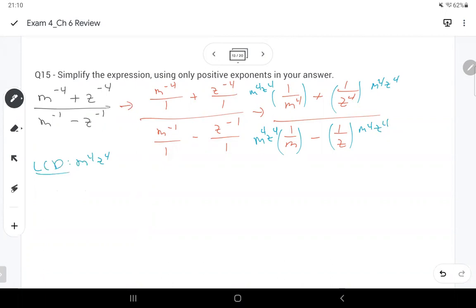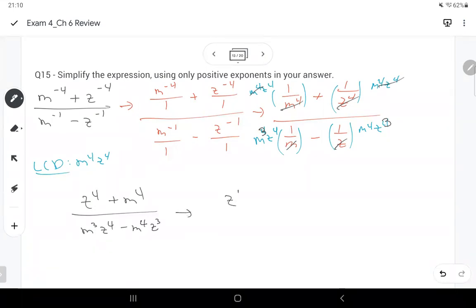And then figure out what cancels. This m makes this a 3. This z makes this a 3. So we end up with z to the fourth plus m to the fourth. Those two kind of flip spaces. And then m cubed z to the fourth minus m to the fourth z cubed.